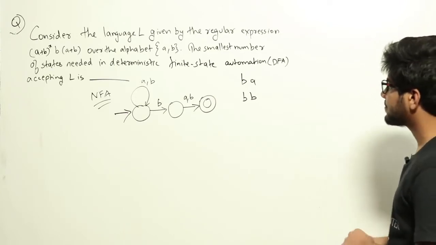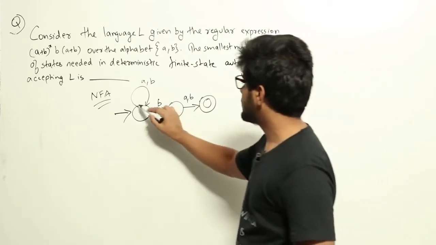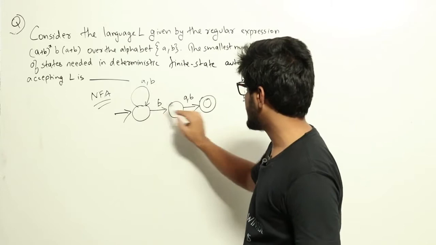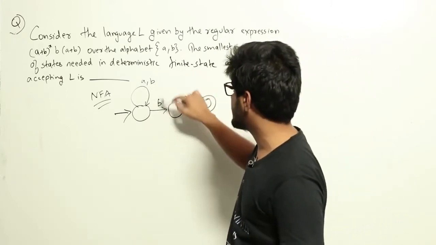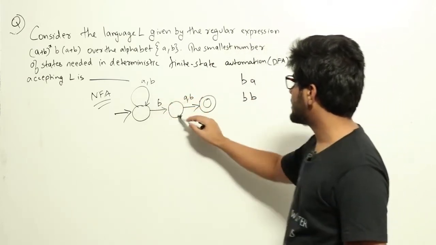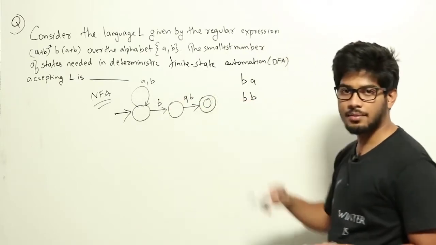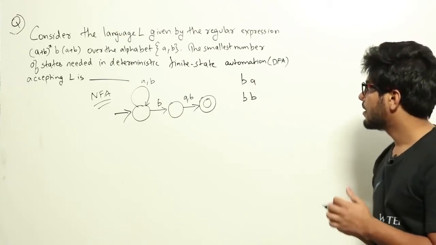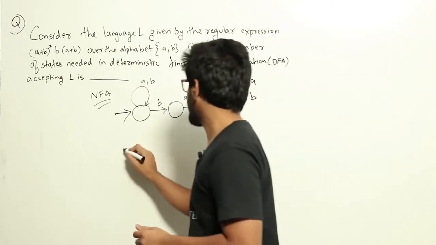So if you look here, for this state, for B, I'm coming to this state as well as going to the second state. So this we need to eliminate, this part of the NFA. For the same B, we are going to two states. And also for this state, for A and B, I haven't given any output. That also I need to provide to convert to a DFA. So let us start from here.